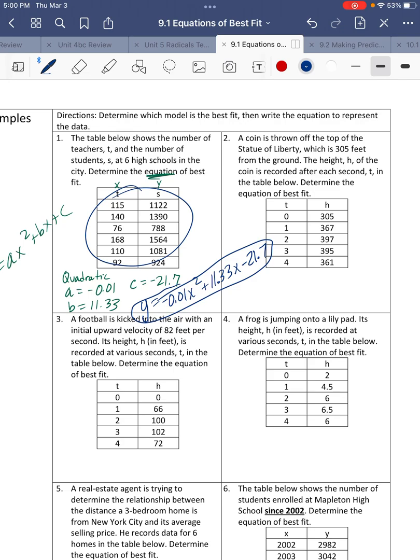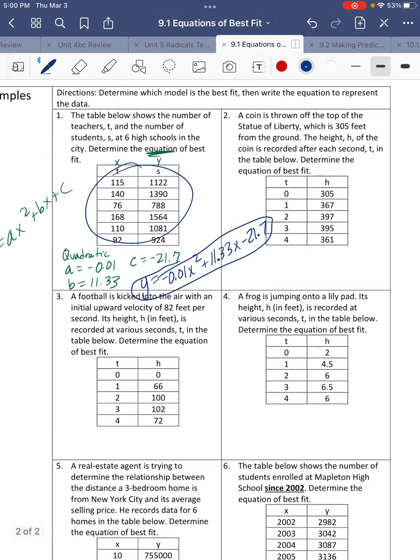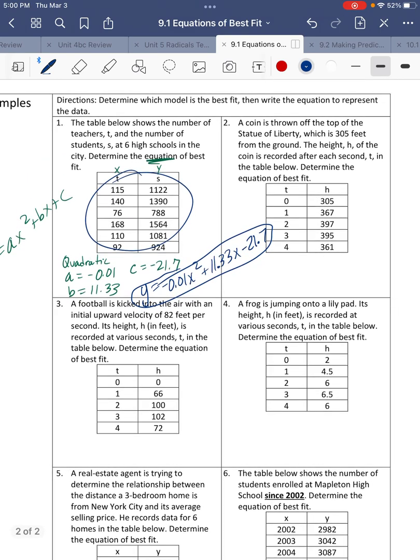Let's do one more, and then I think that'll be good. Otherwise this video is going to take way too long. So let's do the coin that is thrown off the top of the Statue of Liberty, which is 305 feet from the ground. So I'm going to go to my table.